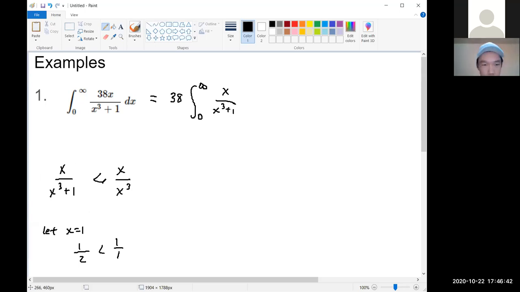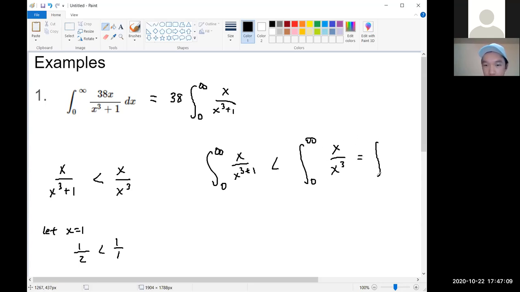Okay. So what I'm going to do is write the integral back in. So this integral, x to the third plus 1, is less than this integral. That's what we just analyzed. But this integral that I chose, you can reduce that, right? So that's 0 to infinity of 1 over x squared.